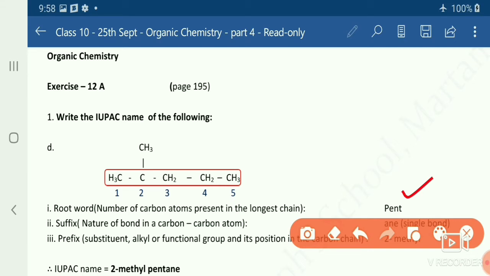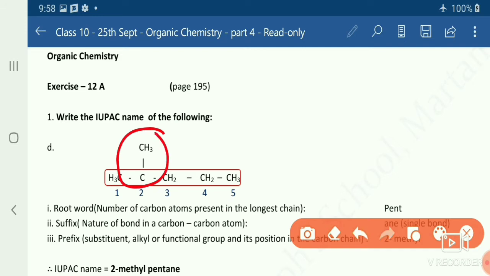Now we go with the suffix. For the suffix we have to see what kind of bonds are there. All are single bonds. As you can see, this is also a single bond, this is also a single bond, single bond, single bond. So what will be the suffix? It will be ane. Okay, so pent is the root word, and the suffix is the type of bonding, that is single bond. Now for the prefix we have to see what is attached to the longest chain, and we have to see what number it's going to get.